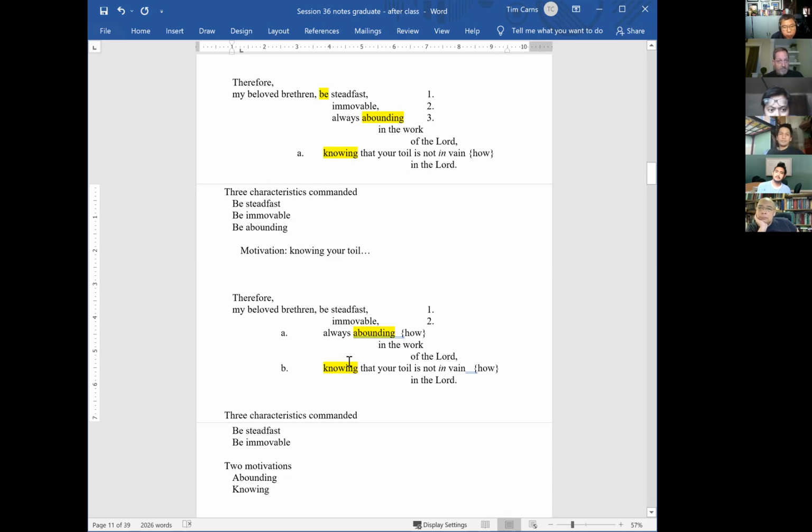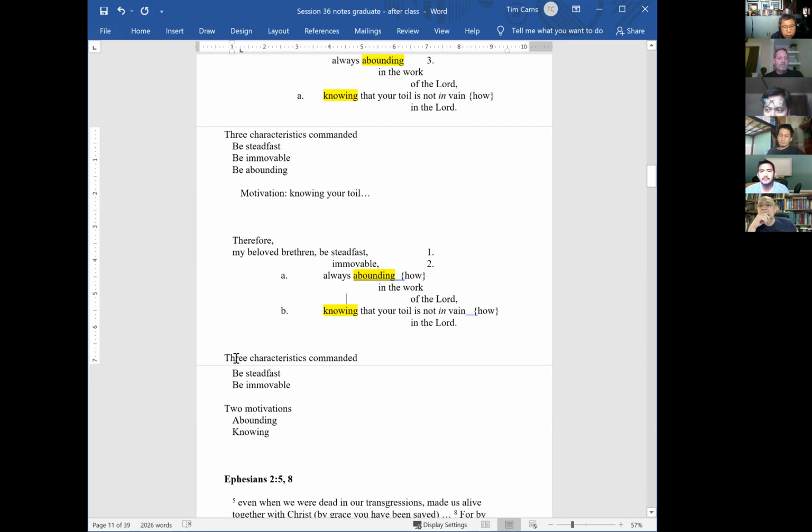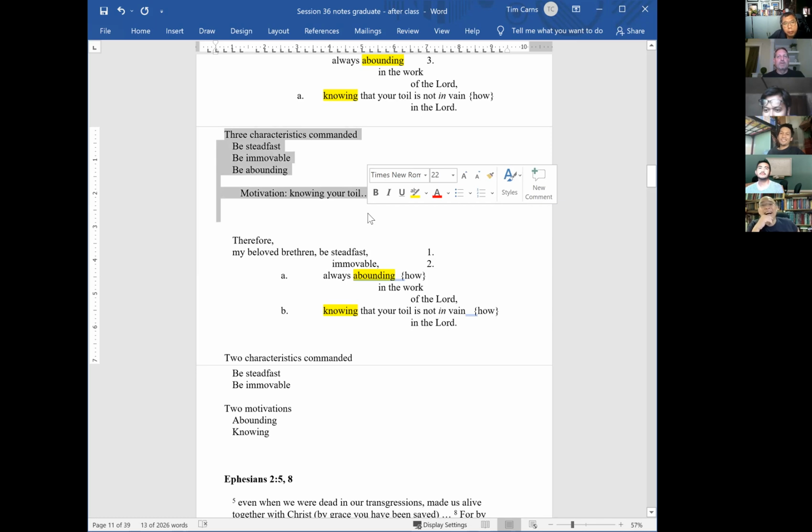But if I don't recognize that this participle abounding actually is functioning like a regular verb, not an English participle, then I would have done it this way: two characteristics commanded and two motivations. All right. Now, hopefully, Pastor Robbie did it this way. We'll have to see. I have to listen to his sermon and see what he did. A plus.